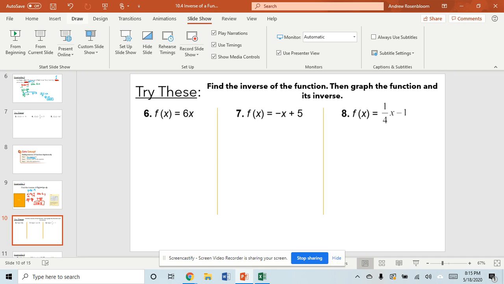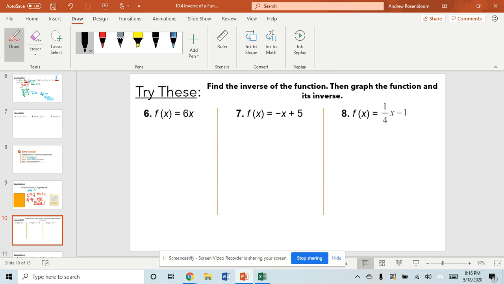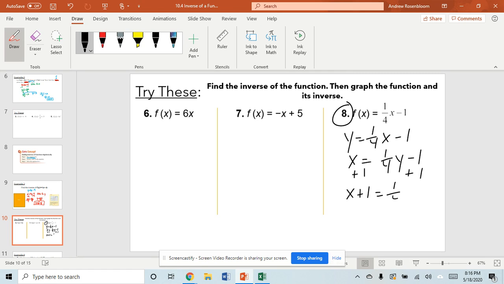Let's look at a couple more of these. So let's look at one like number 8. So we're going to start with y equals 1/4 x minus 1. Then we're going to switch our x and y. So we're going to get x equals 1/4 y minus 1. We'll add 1 to both sides. So now we've got x plus 1 equals 1/4 y.